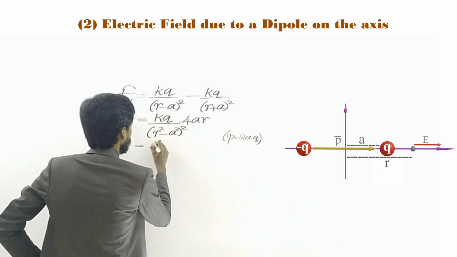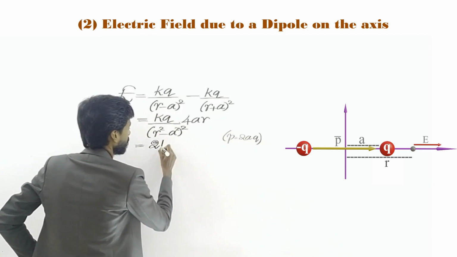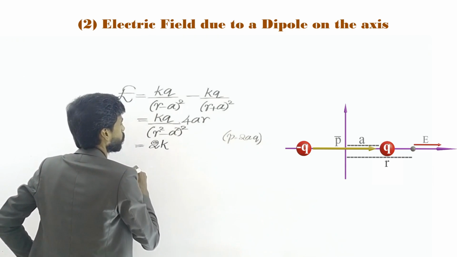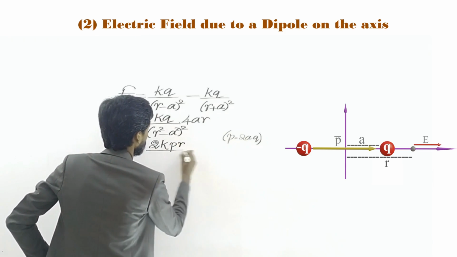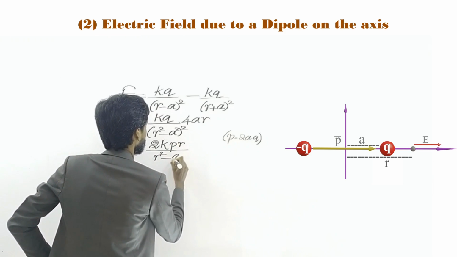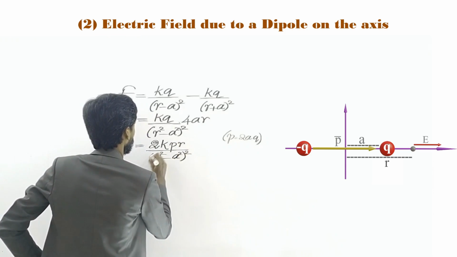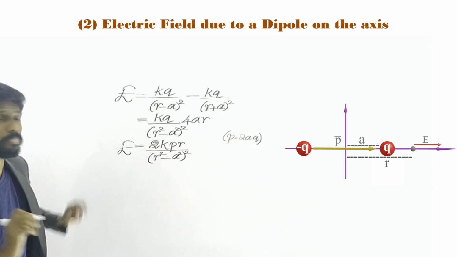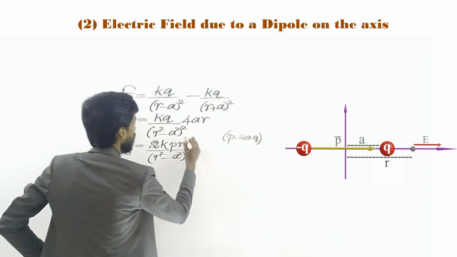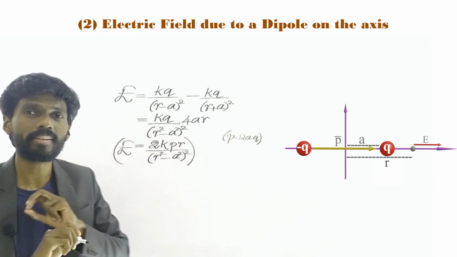So this becomes 2k, and then 2a multiplied by q is taken as P. Then r divided by r squared minus a squared, the whole square. Okay, so that's all. This is the electric field. That is the formula for the electric field due to the dipole at a point on the axis. Okay, done.